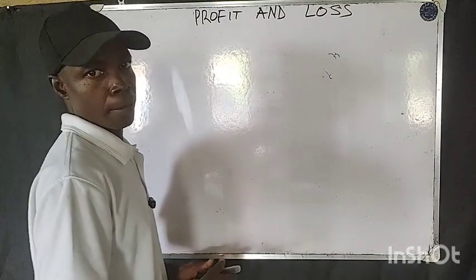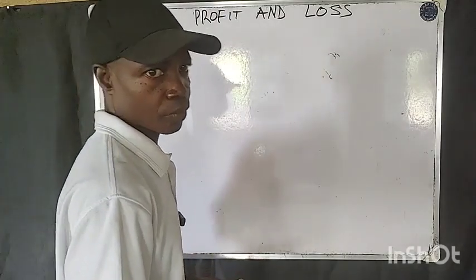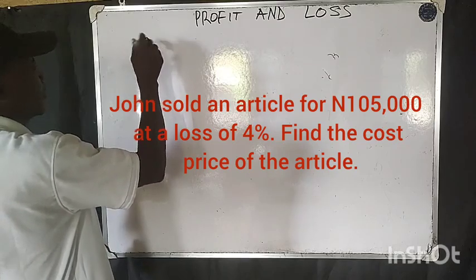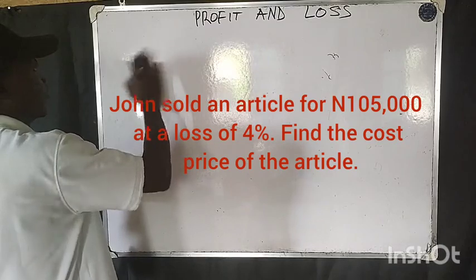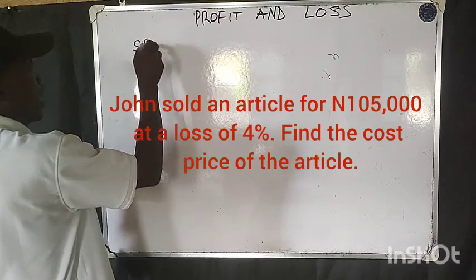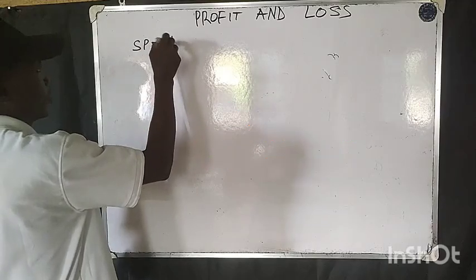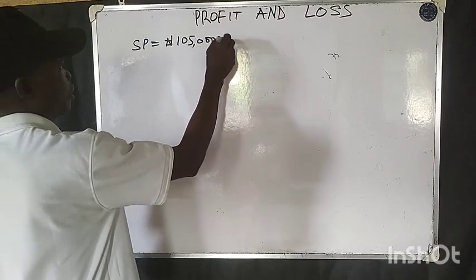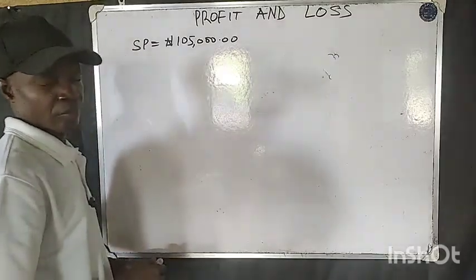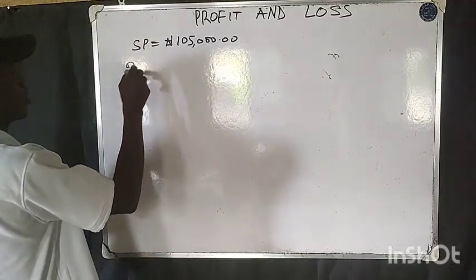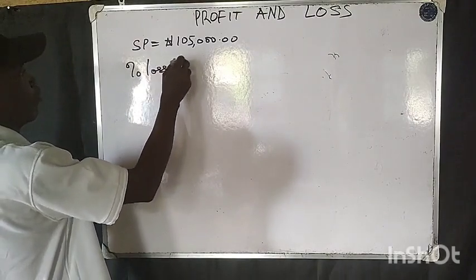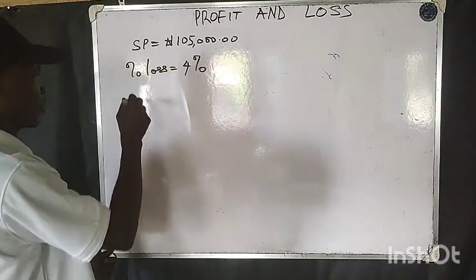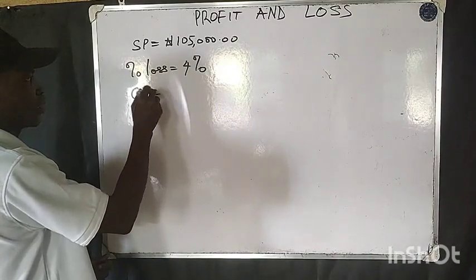Question 1. John sold an article for 105,000. Is that cost price or selling price? Selling price, right? How much? 105,000, at a loss of 4%. Percentage loss. There is a loss, right? 4%. So what happened again? You are told to find the cost price.